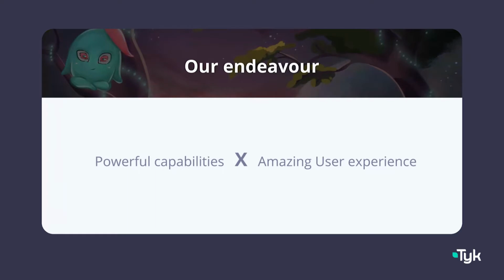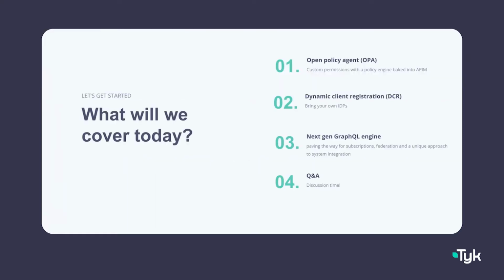So, what do we have in store for you? Tyke 3.2 brings with it three very powerful capabilities. First up, we have the Open Policy Agent. This provides the ability to create granular custom permissions with a policy engine that has been baked right into Tyke's API management platform.